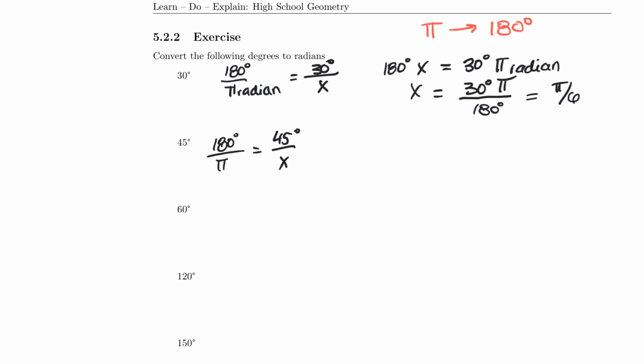And now we multiply in cross. And we say x is equal to 45 times pi over 180 degrees. It's basically the same relationship as we established here. Okay, so this is equal to pi over 4. So what does that mean? That 45 degrees means pi over 4 in radians.